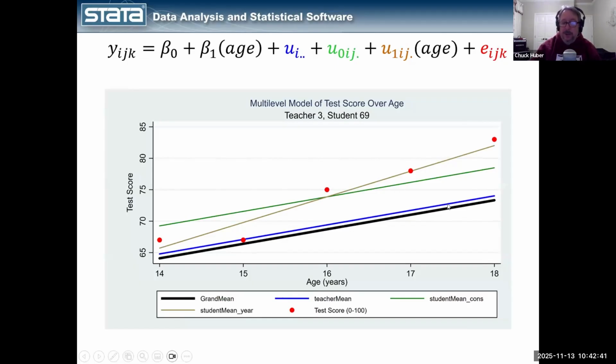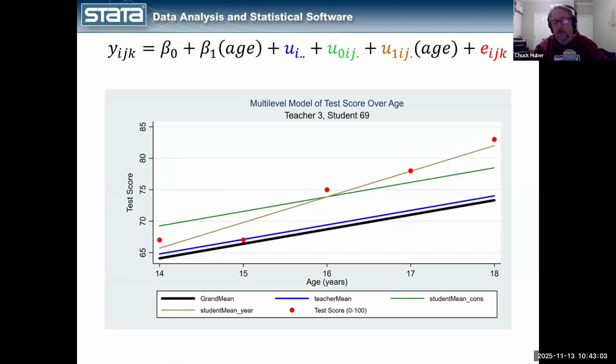The black line again is the overall grand mean, or grand regression line. The blue line is the teacher mean. The green line is the unique mean for student 69. And then the brown line allows for a random slope that's particular to student 69. Now look at how closely that brown line tracks those red dots. And in fact, that's the best we can do.